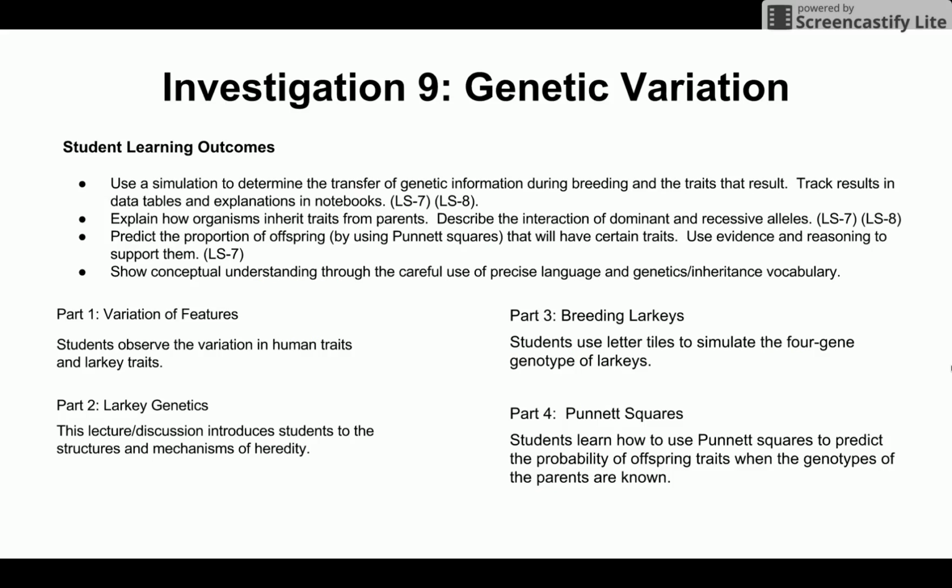This investigation is comprised of 4 parts. Part 1, Variation of Features. Students observe the variation in human traits and larky traits. Part 2, Larky Genetics. This lecture discussion introduces students to the structures and mechanisms of heredity. Part 3, Breeding Larkies. Students use letter tiles to simulate the 4-gene genotype of larkies. Part 4, Punnett squares. Students learn how to use Punnett squares to predict the probability of offspring traits when the genotypes of the parents are known.